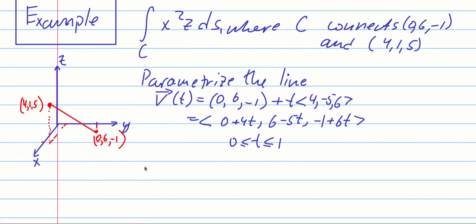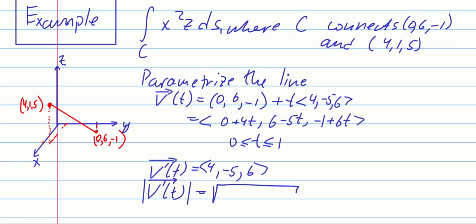Alright, so now it's easy to take the derivative of this function. Derivative of this function is (4, -5, 6) as a vector. Then it's easy to calculate the magnitude of this vector, and the magnitude will be square root of 16 plus 25 plus 36, right? So that's 77, square root of 77.